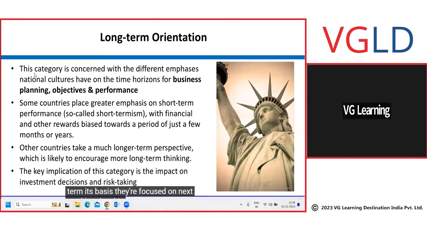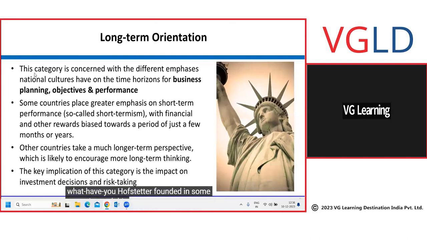They're focused on next week's sales, this quarter's profits. Has the share price gone up or down today, this week? And often, financial rewards are based on short-term performance. The salesman who's paid, or she's paid, a commission based on this month's sales, beating next quarter's targets and what have you.